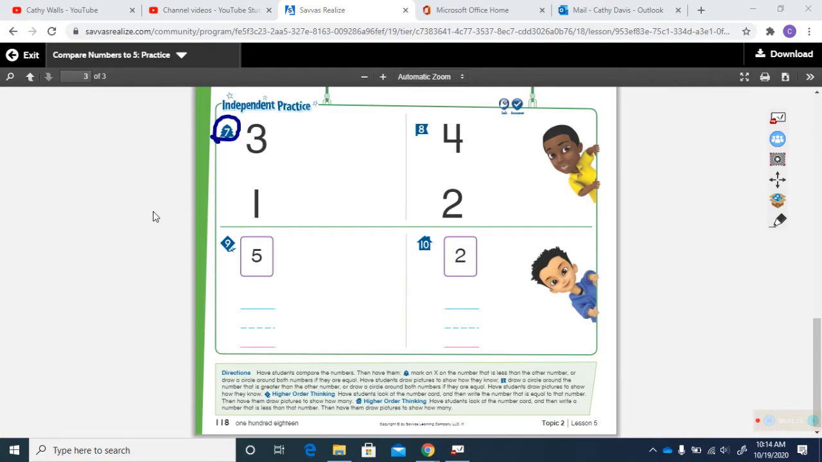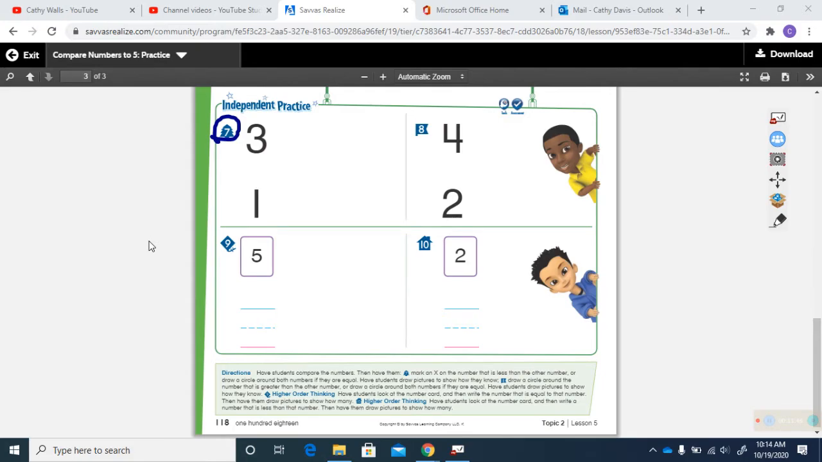Okay, since you have your X on the one that you think is the smallest, is less than, you're going to draw how you know. You're going to tell me how you know by drawing your dots out from each one, the same number. Just like we did together on the other pages. It's the same thing we've been doing.